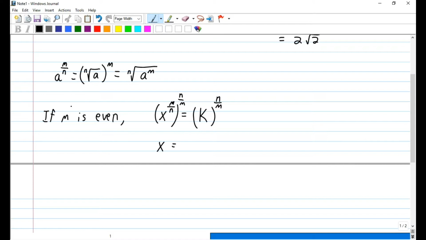Now, if the m is even, then when we raise both sides of the equation to that power, we have to put a plus or minus in front of one side. And so we do that usually with our number side. So let me do that with some numbers in there so it makes a little more sense. Let's say that I had x to the 2/3 power equals 4.